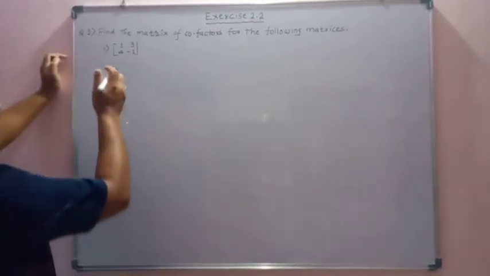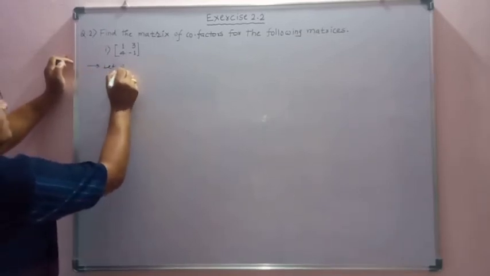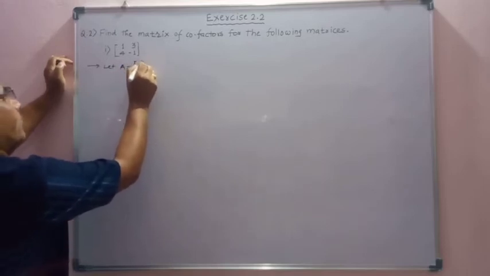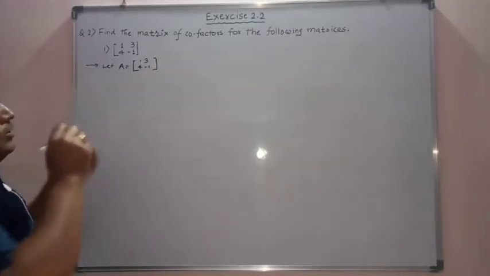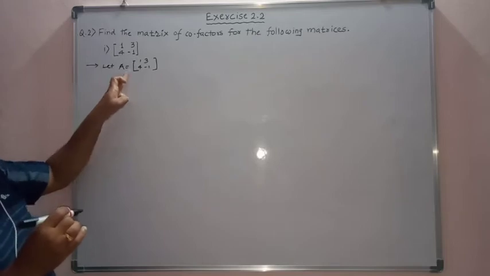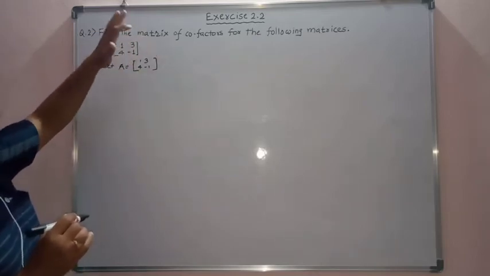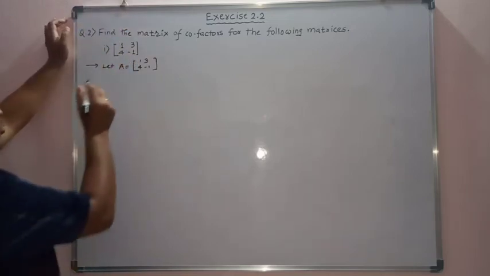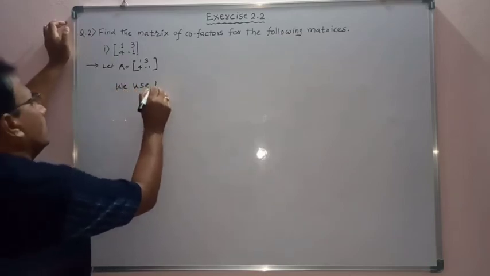Solution: let matrix A be 1 3 4 minus 1. This is a 2 by 2 order. 1 3 is R1 and 4 minus 1 is R2, 2 rows and 2 columns. We use the formula.